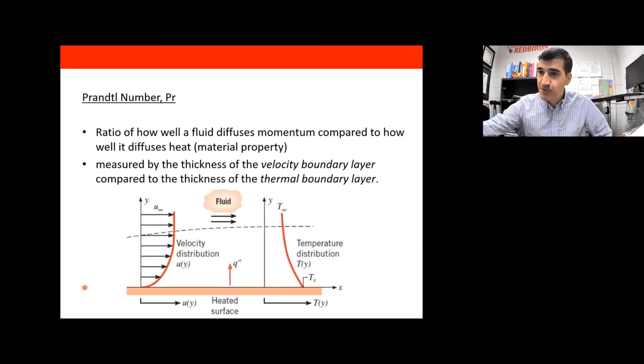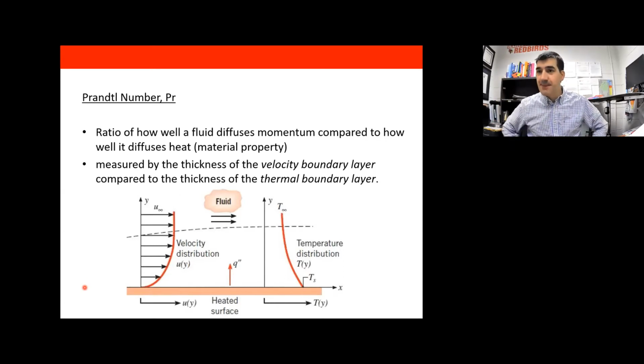The first one is the Prandtl number. The Prandtl number is a material property, which means it's something that you can look up in a table online or in the back of a textbook, or oftentimes it'll just be given. But I want you to know what the Prandtl number is. It's a comparison of how well a fluid diffuses momentum, that is, velocity momentum, compared to how well it diffuses heat, how well heat flows through it.